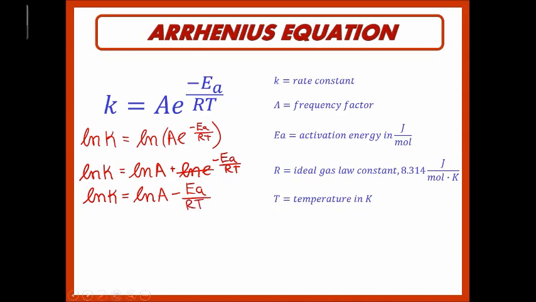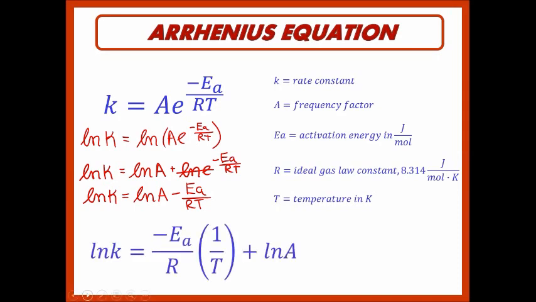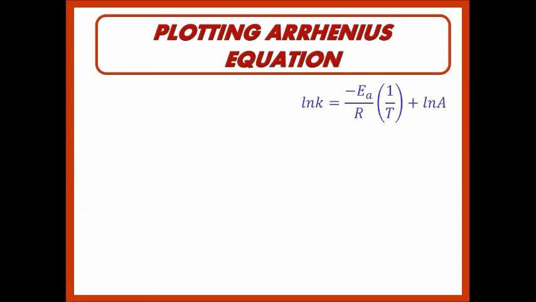Now rearranging this expression ever so slightly, we can see that the natural logarithm of k is equal to the negative activation energy over R times the inverse of the temperature plus the natural logarithm of the frequency factor. So taking a closer look, we can see that this expression is analogous to y equals mx plus b.